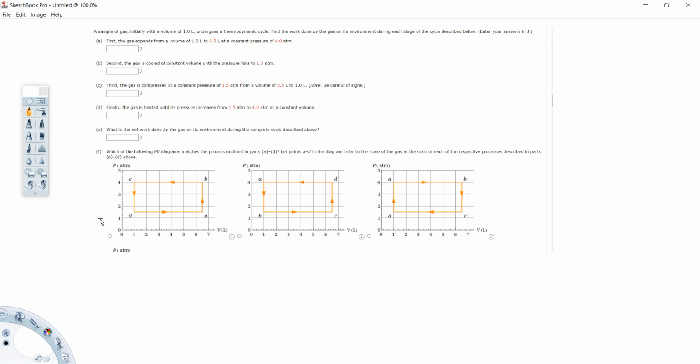So let's see, a sample of gas at a given volume. Now, in case you're wondering, 1,000 liters is equal to 1 cubic meter. Probably need that because you want volume in cubic meters for the ideal gas law. Okay, cycle means like on this picture, when you do something like this and you end where you start, that's a complete cycle. Work done by the gas on the environment during each stage described below.